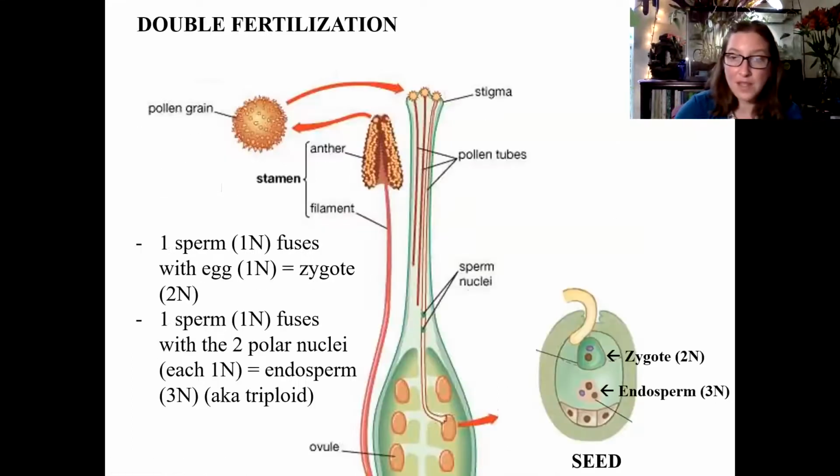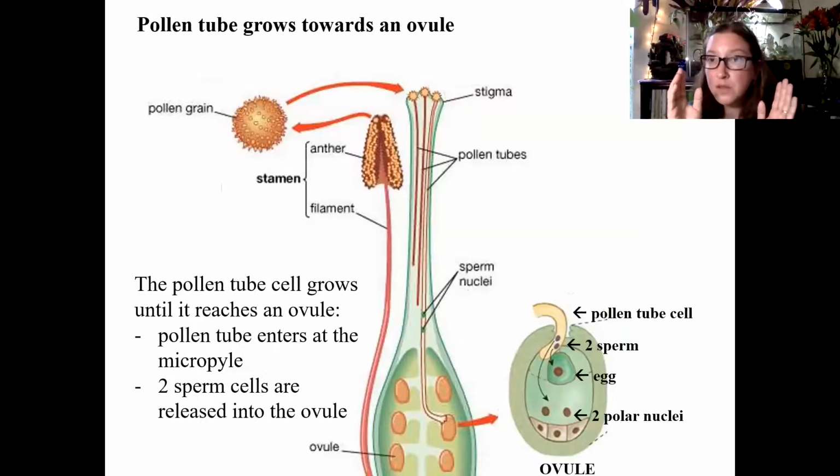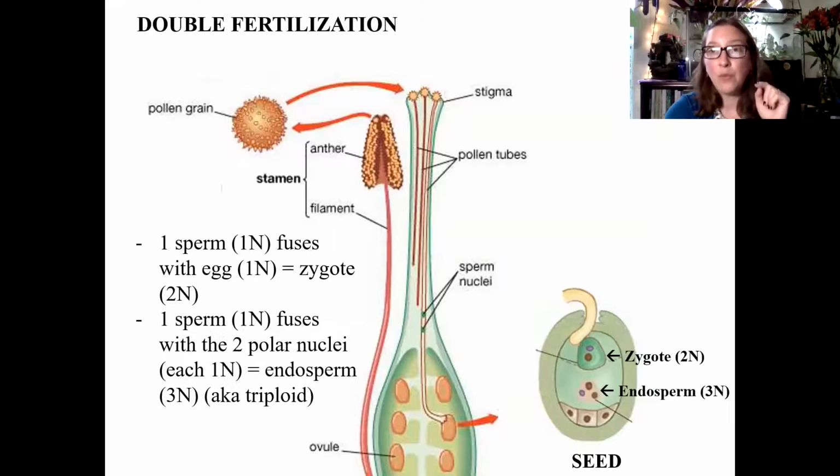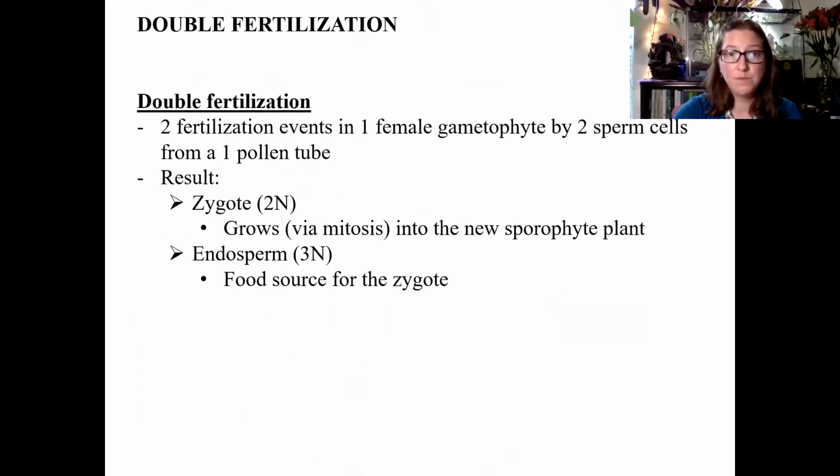By the way, you have 2 sperm. 1 sperm is going to fuse with an egg. 1 sperm is going to fuse with the polar nuclei. So you have 2 fusion events involving sperm inside of 1 ovule, and we call that double fertilization. Double fertilization, because you have 1 sperm fusing with an egg to make a zygote and 1 sperm fusing with the polar nuclei to make that endosperm, which is 3N.